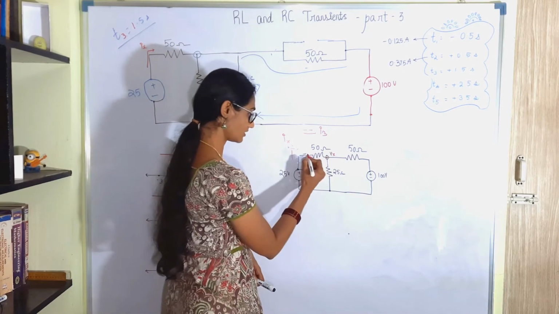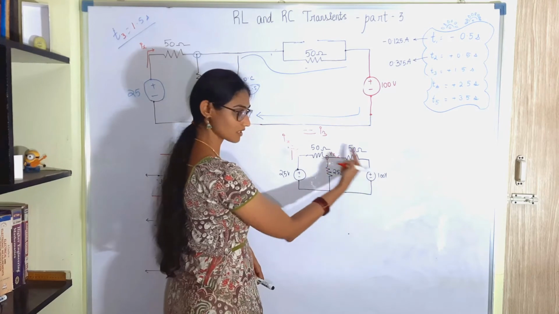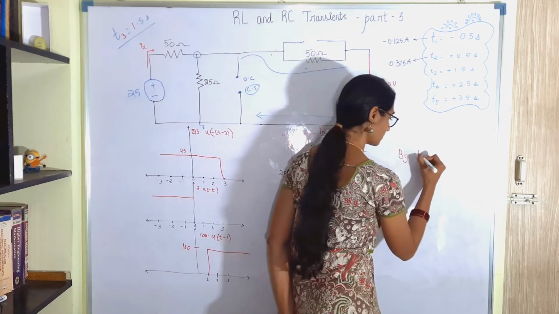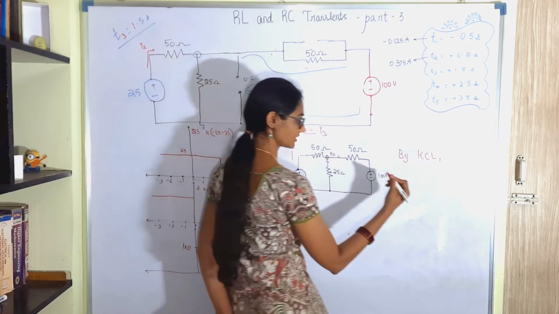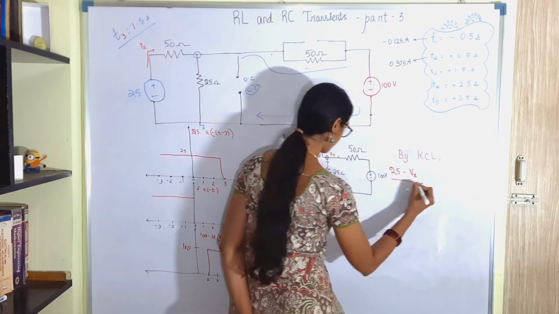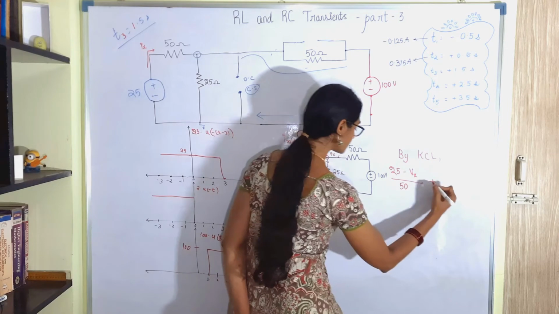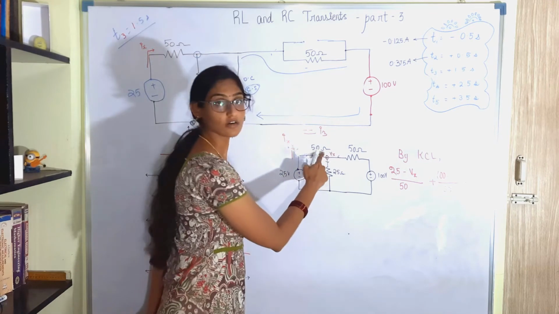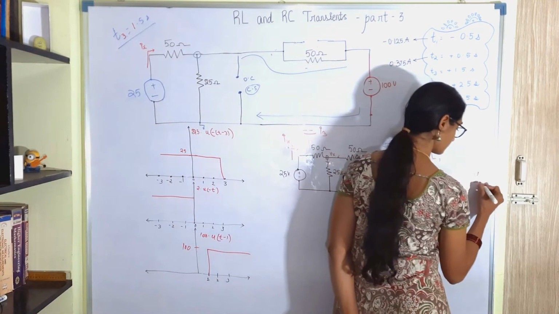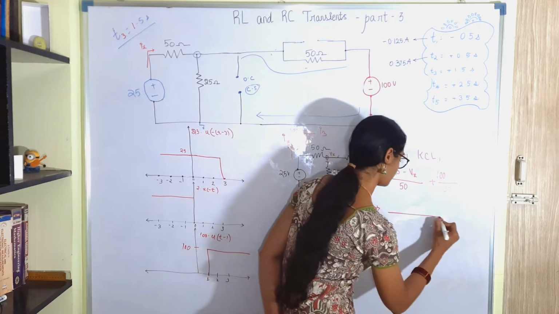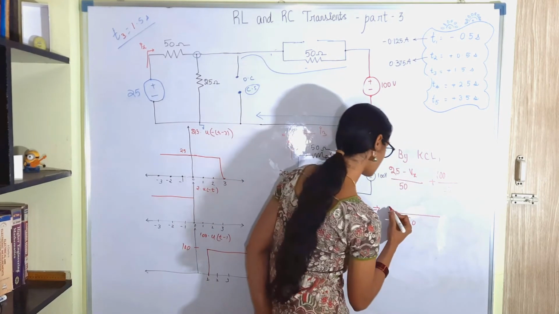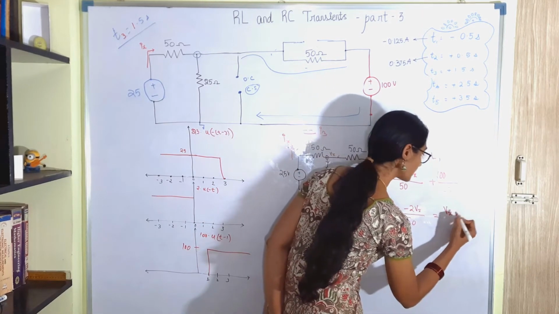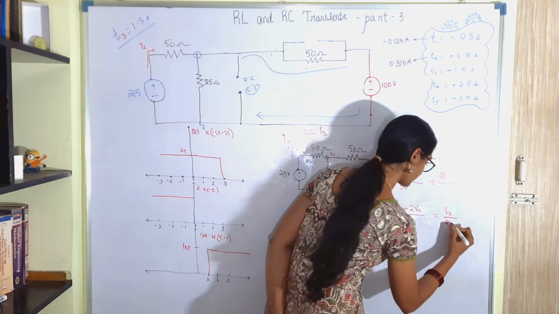This is an incoming current, and this is also an incoming current from the 100 volt. This is an outgoing current. So by KCL we can say (25 minus Vx) divided by 50 plus (100 minus Vx) divided by 50 is equal to this current. What is this current? Vx divided by 25. If we solve, we will get 25 plus 100, which is 125, minus 2Vx, is equal to Vx by 25.